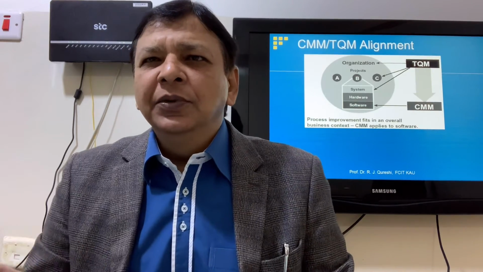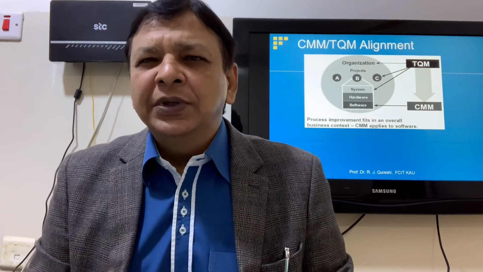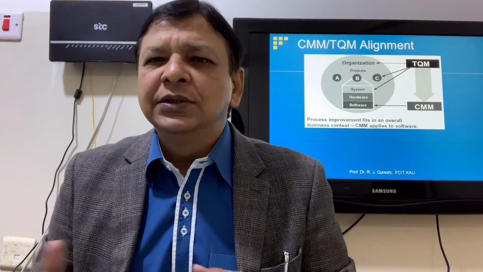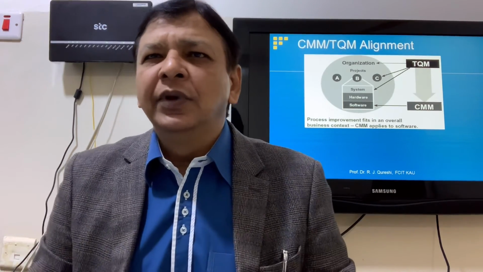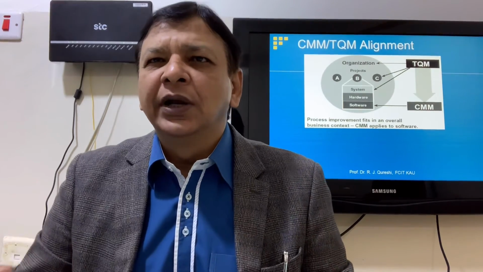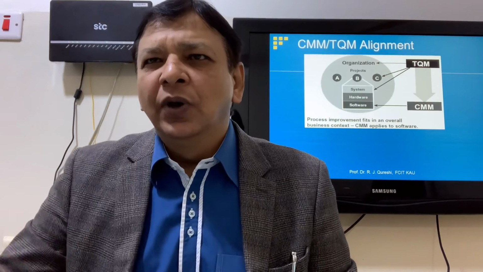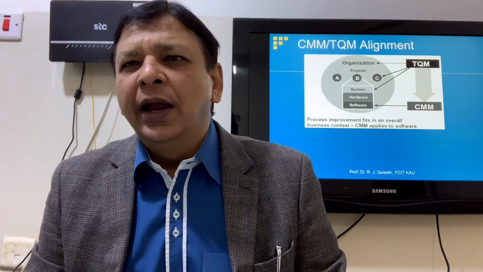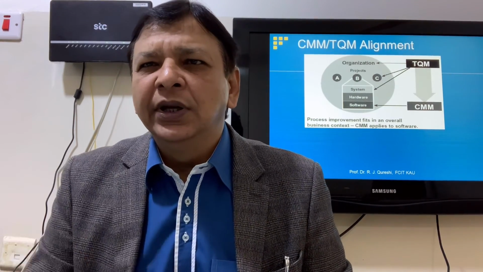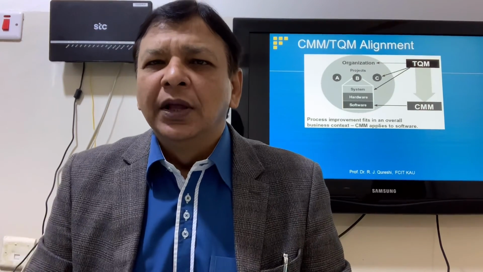So the capability maturity model is specifically for software, whereas ISO is generic. It can be applied to hardware, it can be applied to systems, it can be applied to the organization in general. So total quality management is in general and CMM is specifically dealing with software.